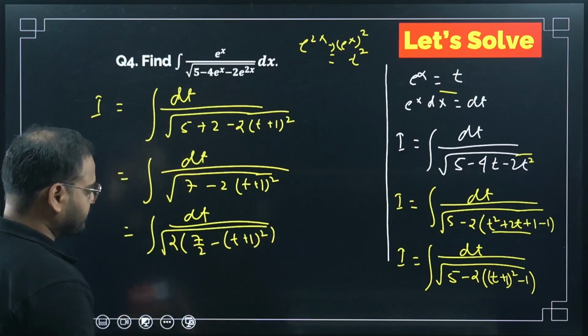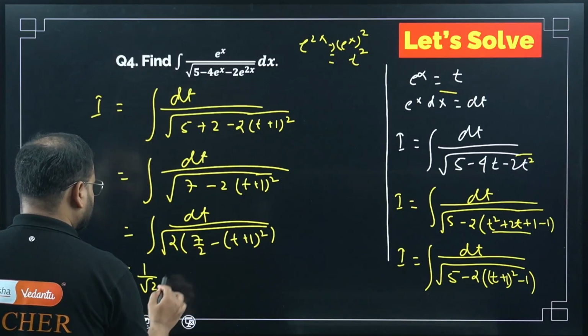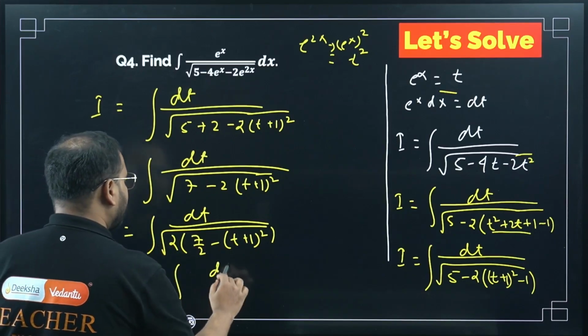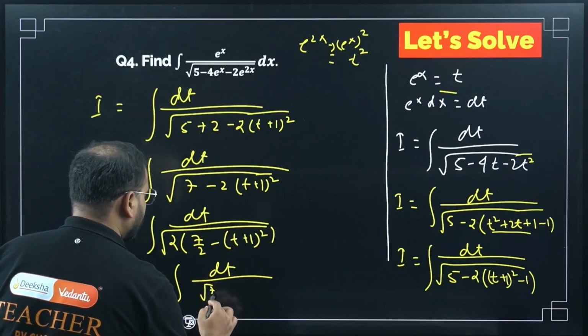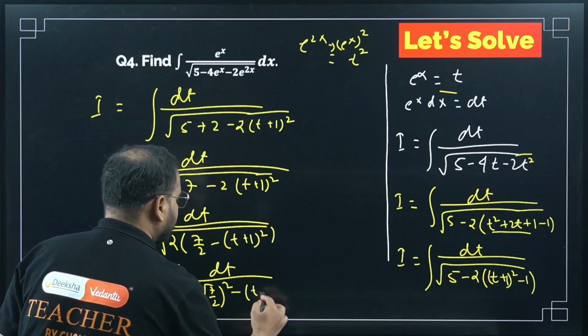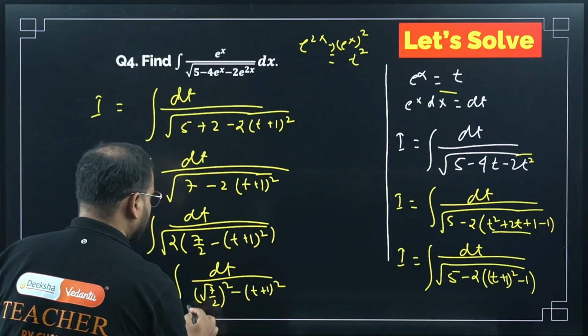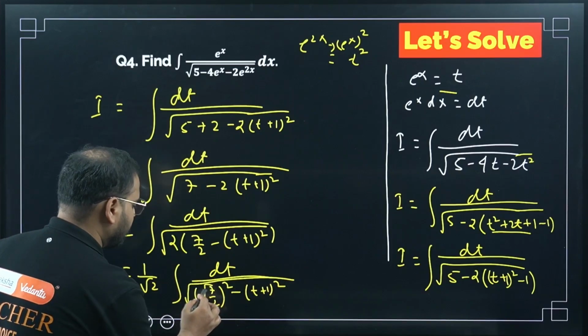Am I right? Okay. Now root 2 I can take outside because it's a constant. So 1 by root 2 is outside. Integration will be there. dt upon what is there? Tell me. I have 7 by 2 over here. I can write it as root of (7 by 2) the whole square minus (t plus 1) the whole square. This whole thing is under root, no? Please check. Please have a look.